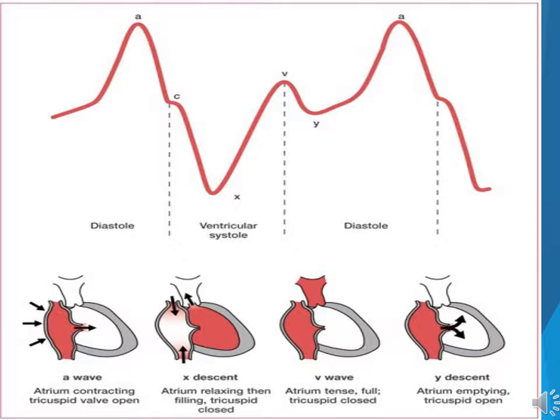Then you have your V wave. You go back up, going towards diastole again. Atrium is tense, full, tricuspid is closed, and then you have your Y descent, atrium emptying, and the tricuspid is opening.